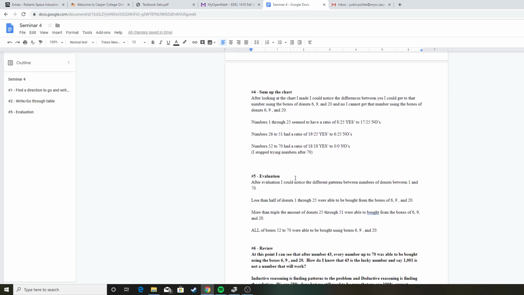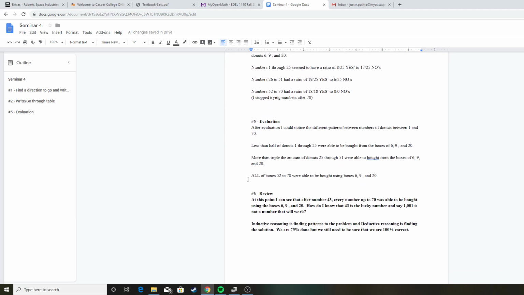Number 5, evaluation. After evaluation, I could notice the different patterns between the numbers of donuts between 1 and 70. Less than half of donuts 1 through 25 were able to be bought from the boxes of 6, 9, and 20. More than triple the amount of donuts 25 through 51 were able to be bought from the boxes of 6, 9, and 20. All of 52 to 70 were able to be bought using boxes of 6, 9, and 20. Number 6, review. At this point, I can see that after number 43, every number up to 70 was able to be bought using the boxes 6, 9, and 20.